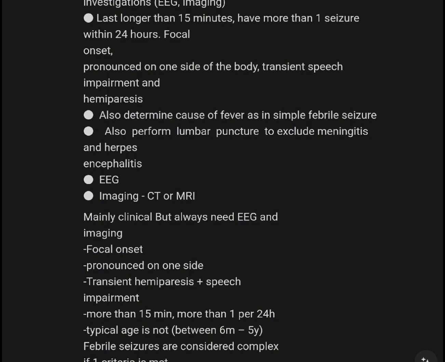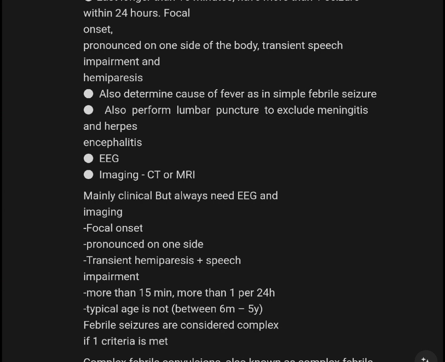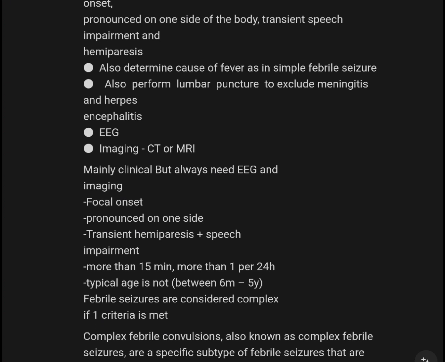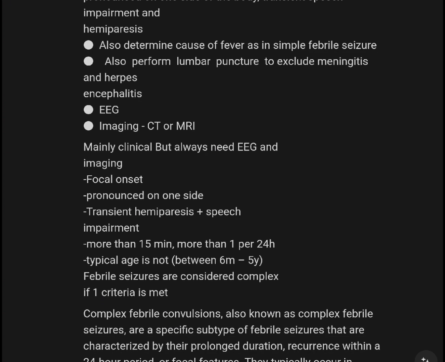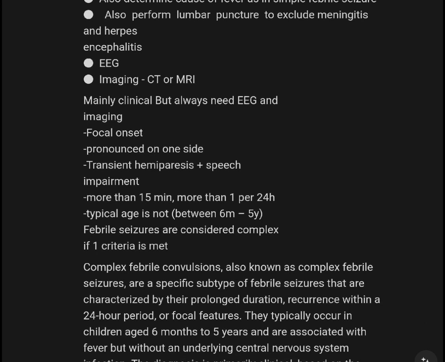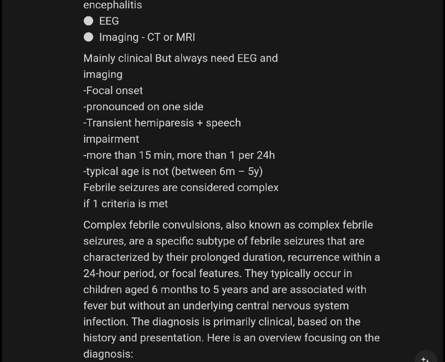Also perform lumbar puncture to exclude meningitis and herpes encephalitis, EEG, imaging, CT or MRI. May not be clinical, but always need EEG and imaging for focal onset pronounced on one side, transient hemiparesis, speech impairment, more than 15 minutes, more than 1 per 24 hours. Typical age is between 6 months to 5 years. Febrile seizures are considered complex if one criterion is met.